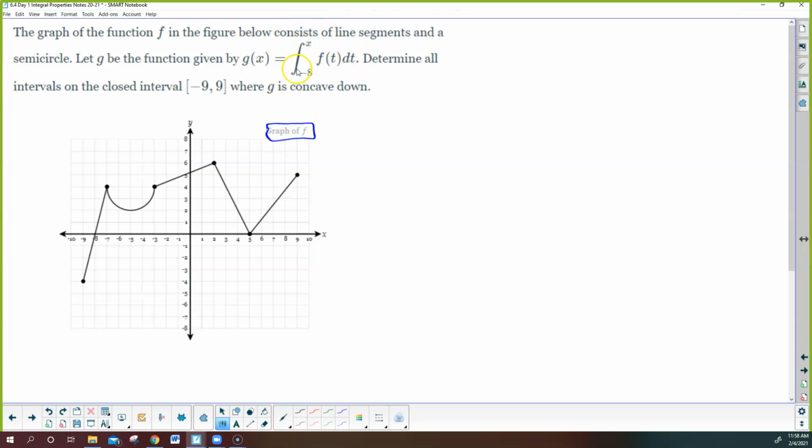That's the area underneath the curve. And they're asking me, when is G concave down? So what I need to figure out is that word concave down. Notice this is all a review from last trimester. What do we know about G when something is concave down? Well, the second derivative has to be negative. So that tells me I need to figure out what is the second derivative of G.